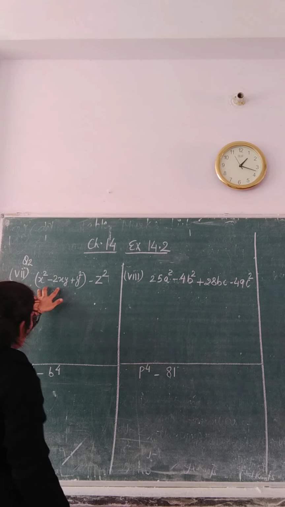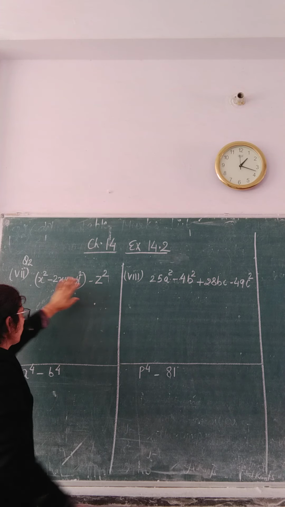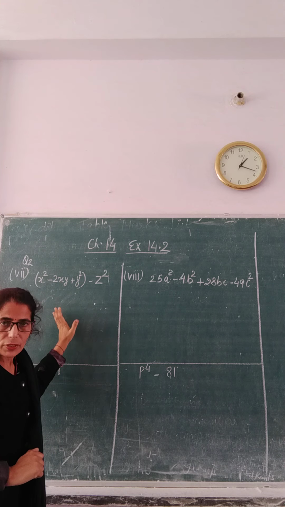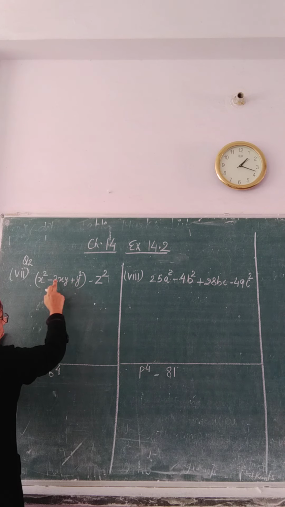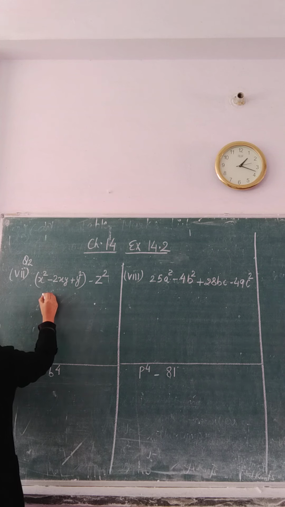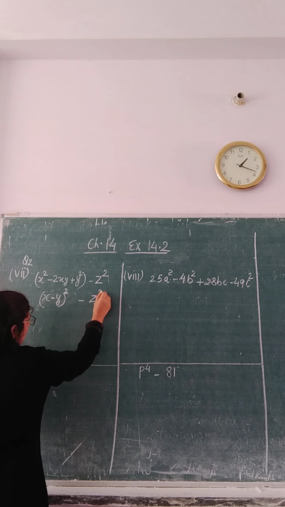See, it is x square minus 2xy plus y square minus z square. It is not the square of any one number here, but x square plus y square minus 2xy can be written using a square plus b square minus 2ab, which is a minus b whole square. So it becomes x minus y whole square minus z square.